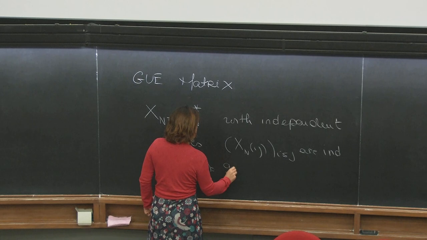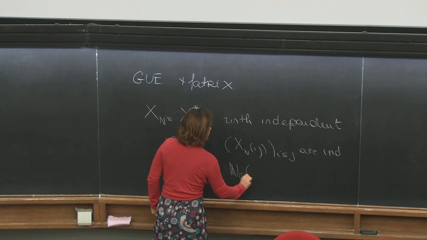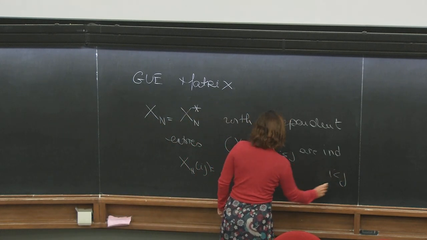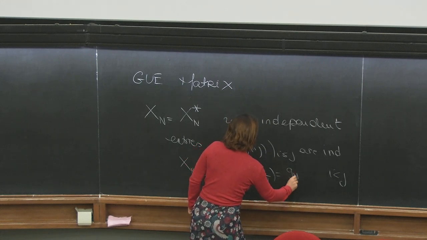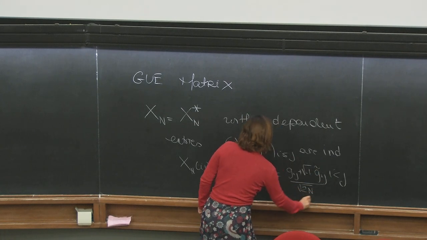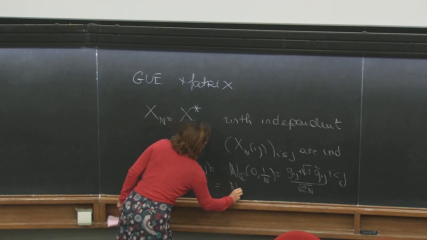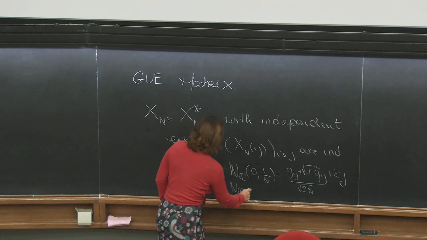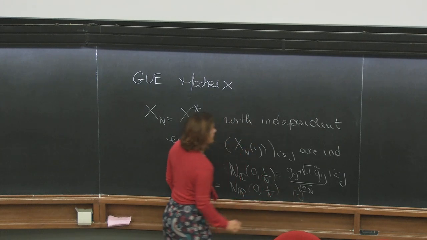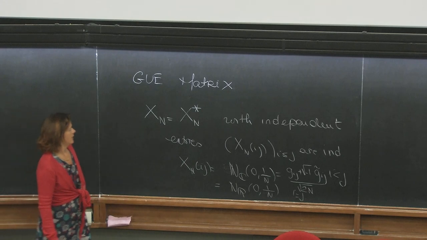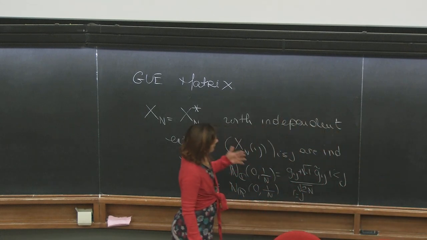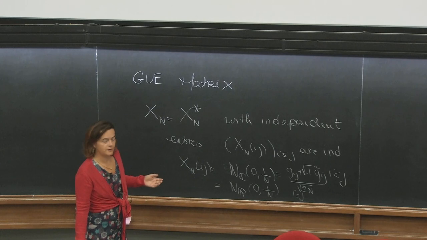So they are complex Gaussian with variance 1 over N, if i is smaller than j. You can think of that as the sum of two independent real Gaussians. On the diagonal they are real Gaussian, with variance 1 over N. That's a basic example of random matrices we'd like to study. And what you would like to understand is the spectrum of this kind of matrices.